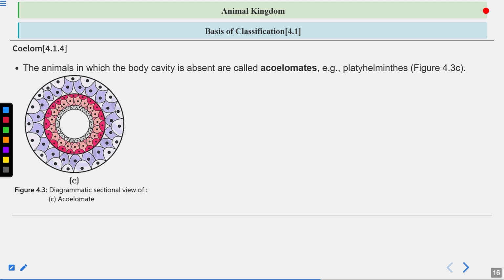So here you can see the diagram of acoelomate. They are having ectoderm, endoderm, and mesoderm, but they're not having any cavity. So this is the diagram of the acoelom.